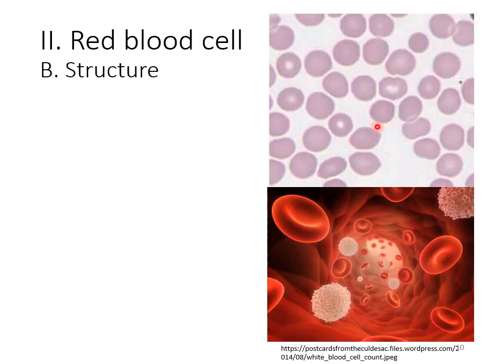Now let's focus on the structure of your red blood cell. So again, here is the red blood cell under a microscope, and here is an illustration of the red blood cell. So what's immediately apparent is that their shape is what we call a biconcave disc. So it's a disc, and the upper and lower surfaces, or both surfaces, are concave, so it's a biconcave disc.